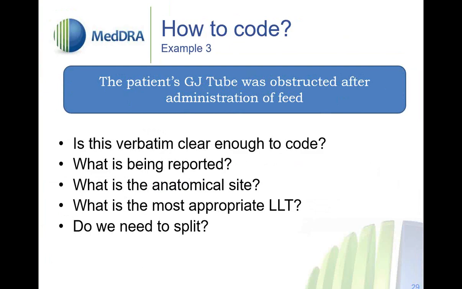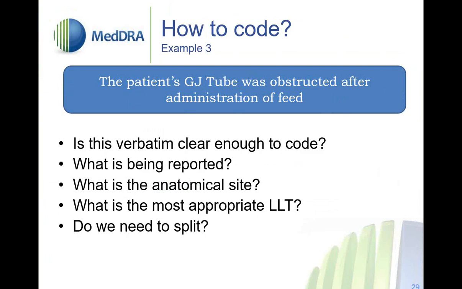Okay, here we're reading out an acronym. The patient's GJ tube was obstructed after administration of feed. Now I'm thinking, is this verbatim clear enough to code? I think that if tube was not in there, I might scratch my head and be sort of confused on what exactly they mean by GJ. But since GJ tube is there, I have a bit more context as well as the rest of the scenario. The GJ tube was obstructed after administration of feed, okay?